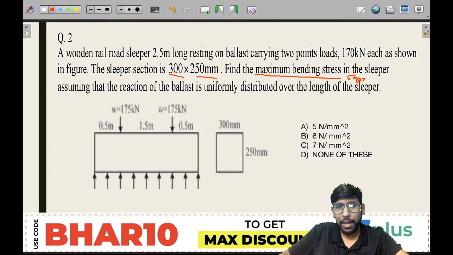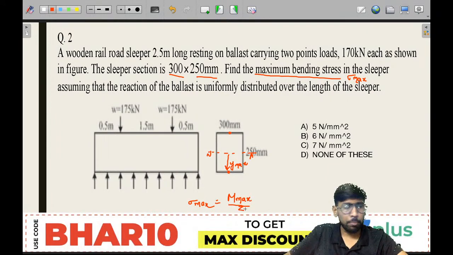And this sigma max will obviously come at the surface. If this is the neutral axis, you can clearly see that it will come at the surface. That is y max. So you are asking for sigma max. Sigma max will be nothing but M max by Z. You need to find this M max by Z.